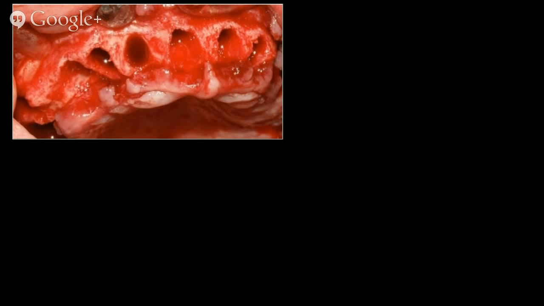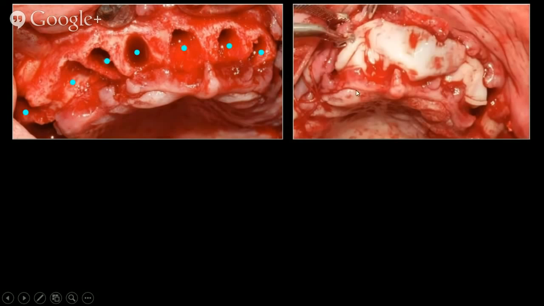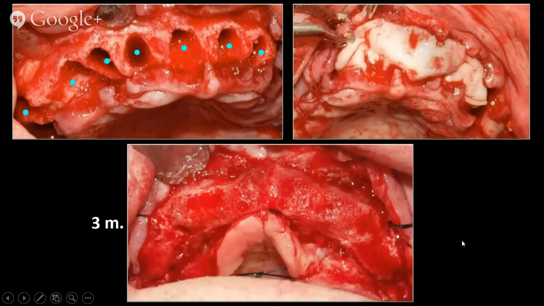We can put the fibrin in all the extraction site, and then we can cover also. For this case, we did a flap, and look after 3 months how much bone we have. But the most important is first how much bone we have, but also what is the quality. The quality of this bone is a natural bone.